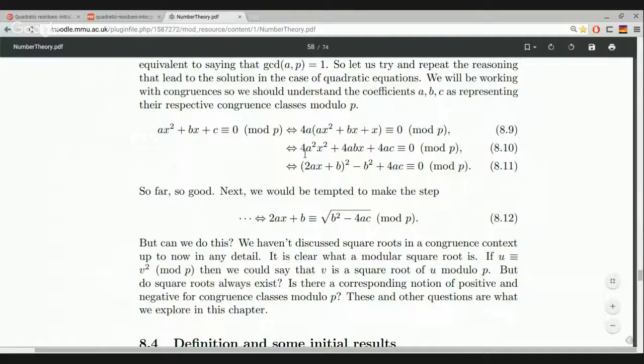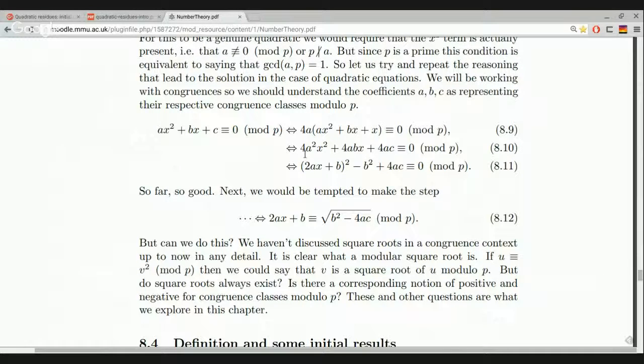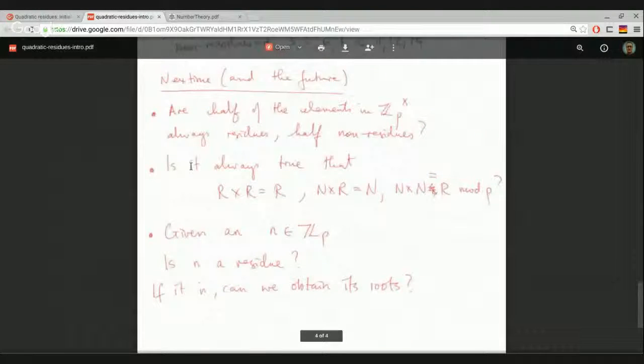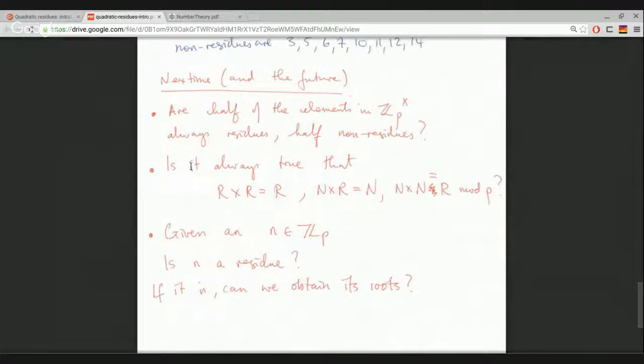Okay, so these are the two questions that were left behind from our investigations last time. Okay, so we're going to tackle the proofs of these now.